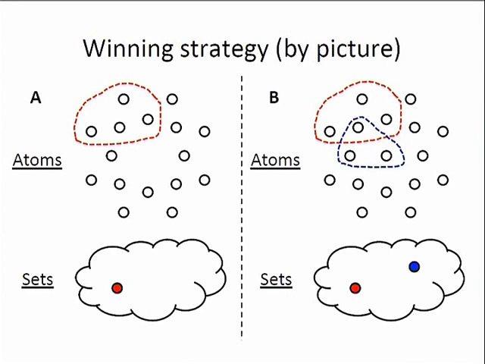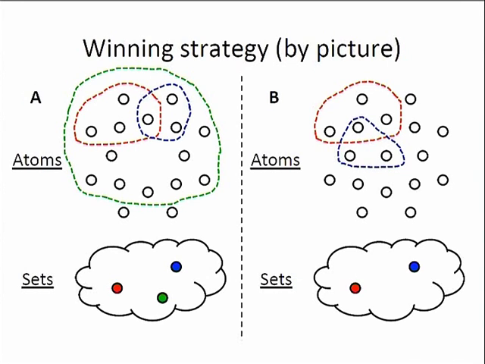So now in the next round of the game, let's say that spoiler plays this blue set, which contains 3 points, and it intersects this red set in one point and has two other points. But now, so here, duplicator will play a similar configuration in the structure A. And so far, everything looks nice because these two sets are both small, contain fewer than half the elements.